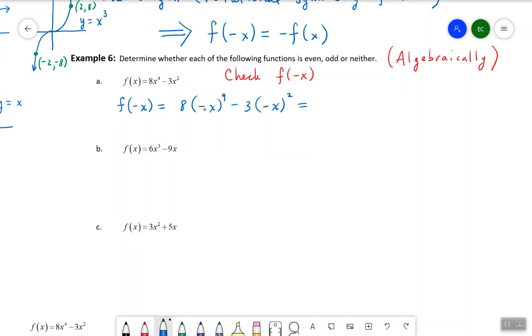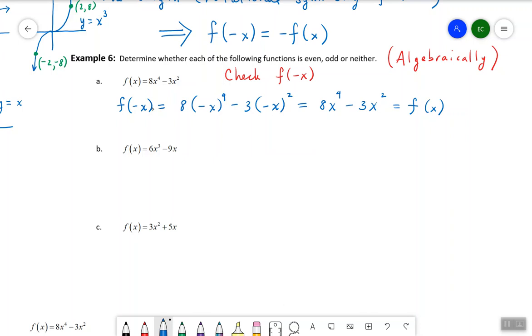And so negative 1 gets raised to the 4th power and becomes a positive 1. And x to the 4th is just x to the 4th. So this is 8x to the 4th power. And negative x to the 2nd power is a positive x to the 2nd. So we're going to wind up with negative 3x squared. And of course, that's exactly the same as f of x.